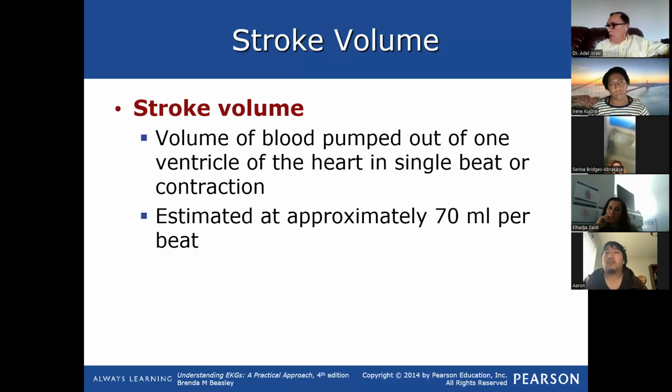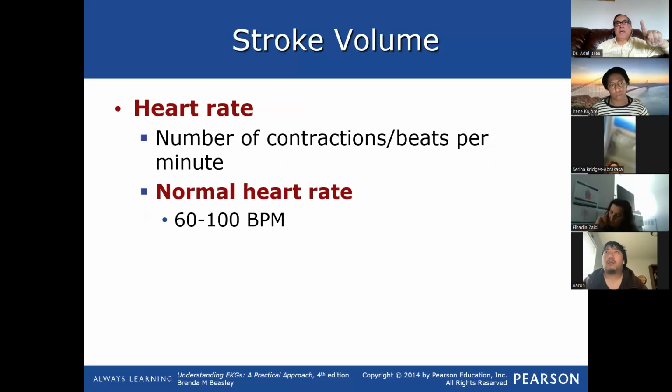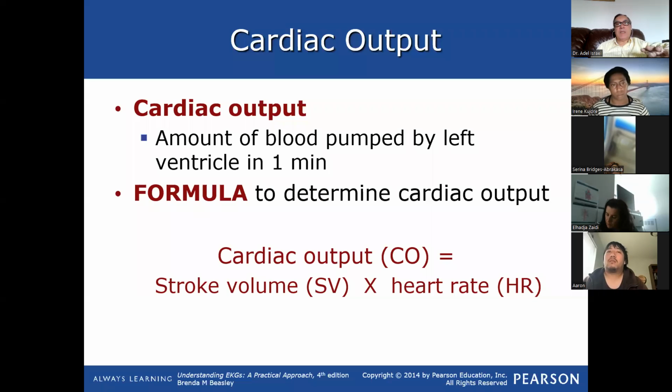And this is what we call the cardiac output. So remember this number. Stroke volume is 70 milli per beat. And if we have the heart rate, like we mentioned, the range between 60 up to 100 beats per minute, for the cardiac output we multiply the stroke volume times the heart rate, and we get the cardiac output, which stands for CO.